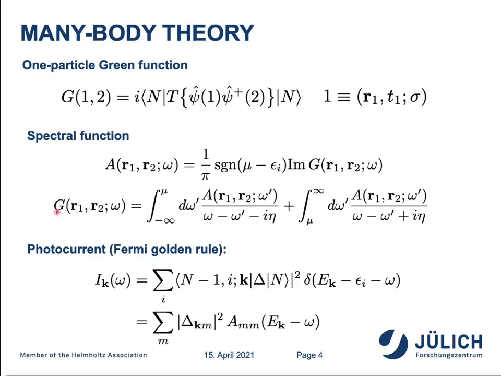The connection between the two objects is given by the following integral transformation. But what's even more important, the spectral function enters into the definition of the photocurrent, the experimentally measured quantity that, for instance, could be extracted from the angle-resolved photoemission experiment.